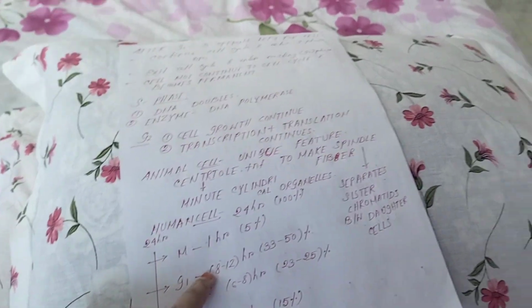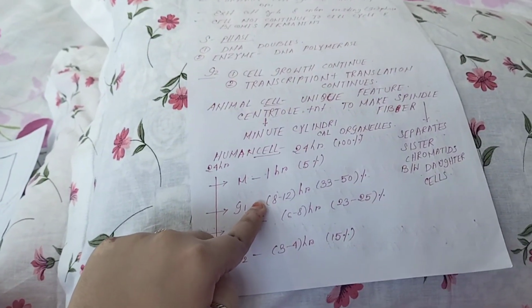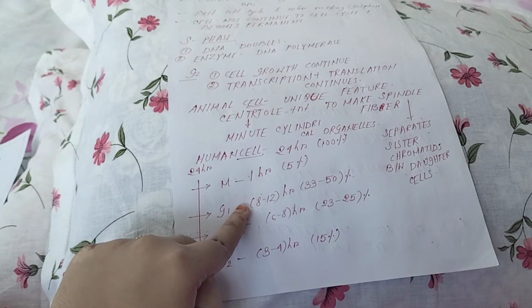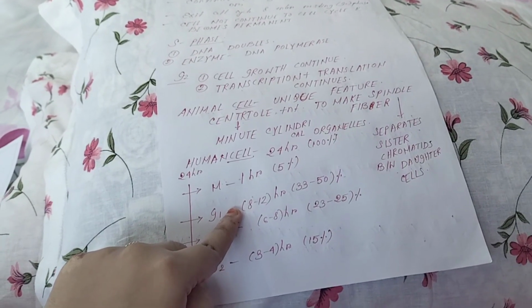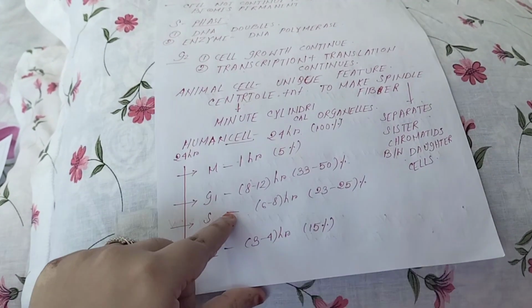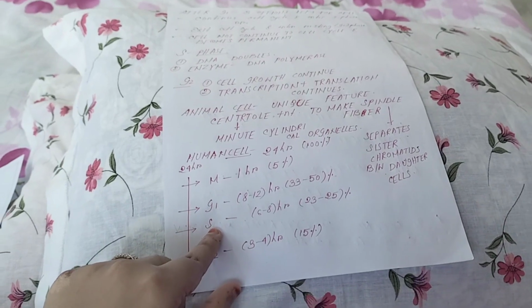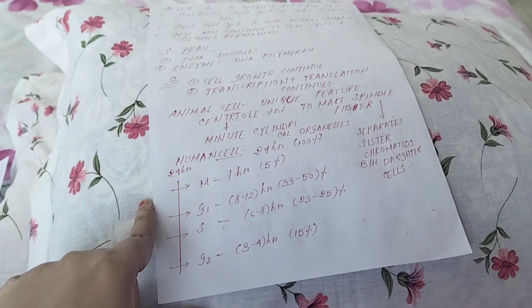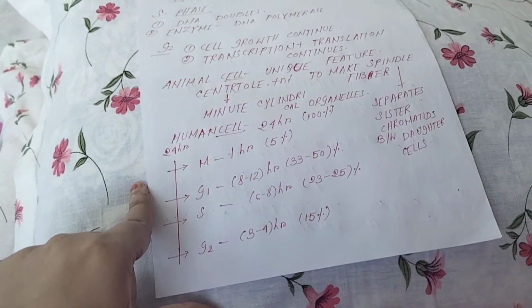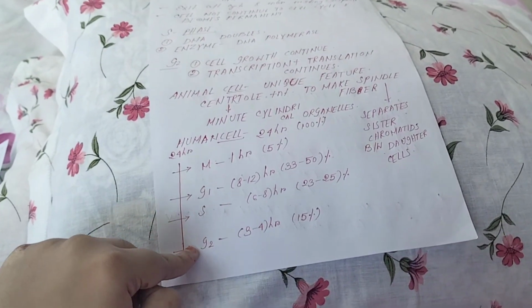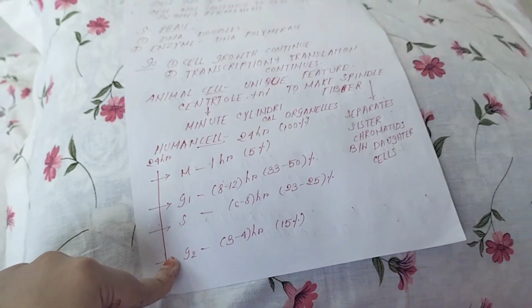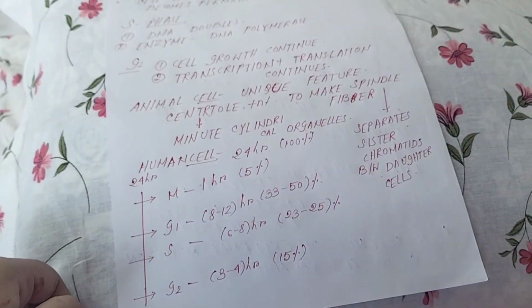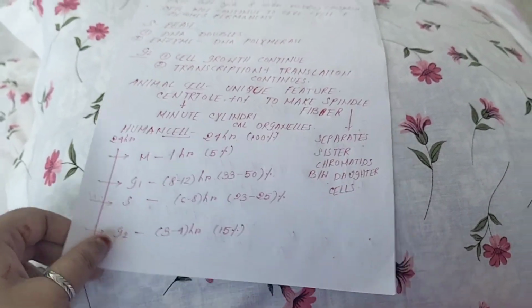G1 phase continues for 8 to 12 hours, that is it constitutes about 33 to 50% of the cell cycle. S phase constitutes 6 to 8 hours, that is 23 to 25% of the cell cycle. And G2 phase lasts for 3 to 4 hours, that is it constitutes 15% of the cell cycle.